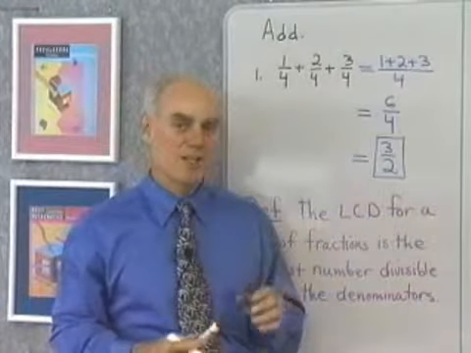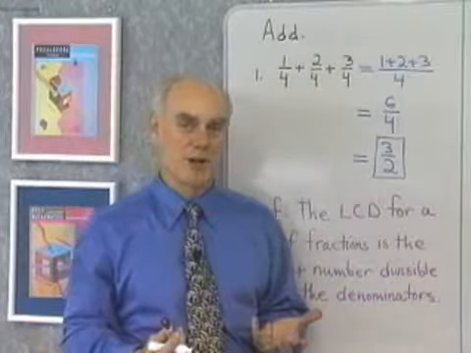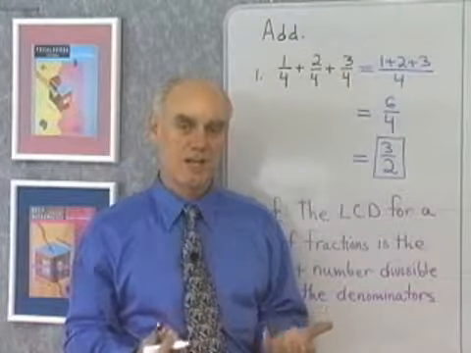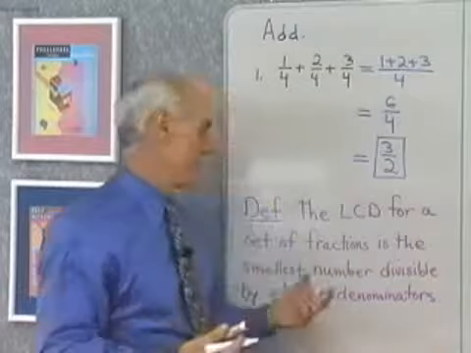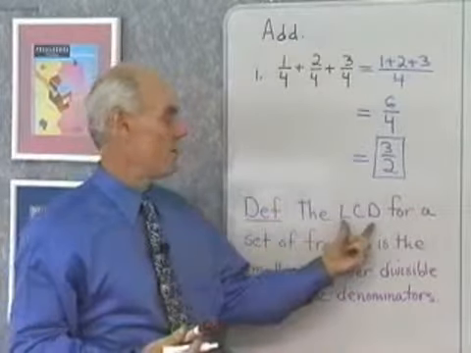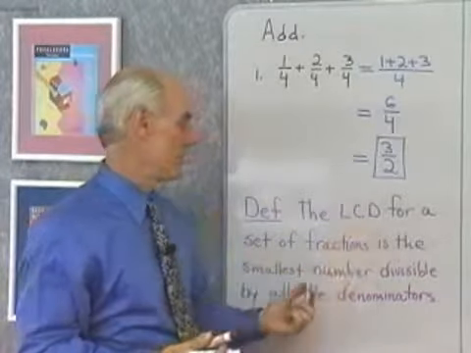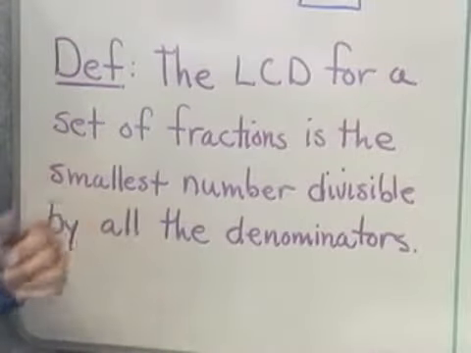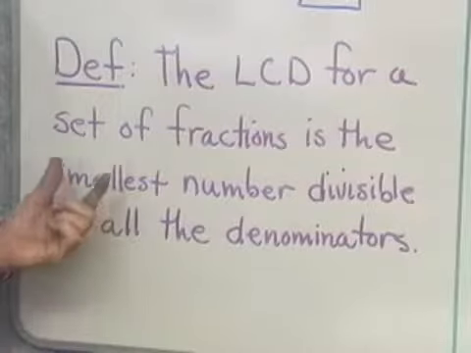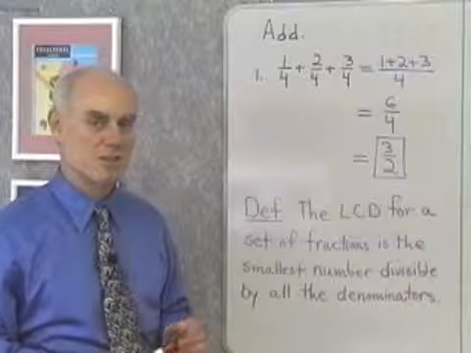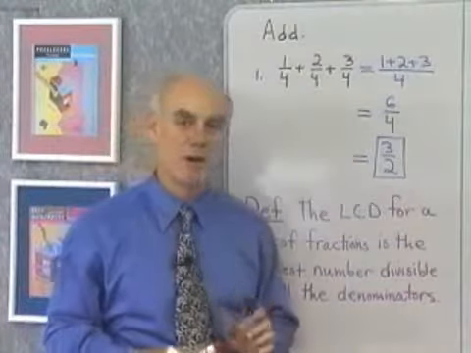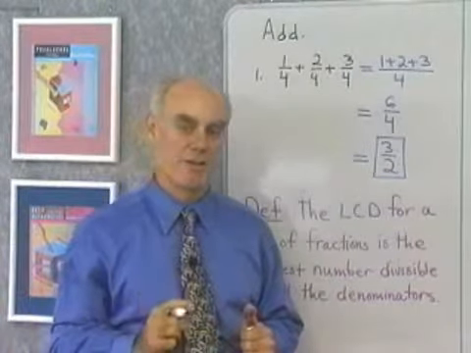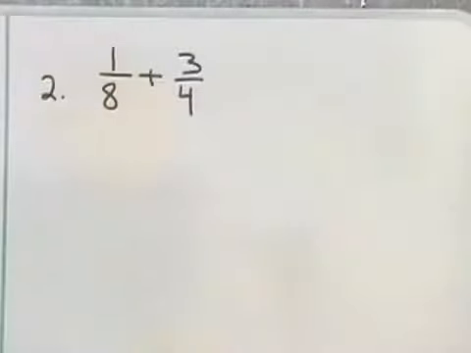Now, what we want to do next is add some fractions that don't have the same denominator. In order to do that, we're going to have to change to equivalent fractions that contain a common denominator. Now, we have a definition right here for the least common denominator. The least common denominator for a set of fractions is the smallest number that we can find that's divisible by all the numbers in the problem. So the least common denominator for a set of fractions is the smallest number that's divisible by all the numbers in the fraction. Let's go to the board now and work a problem that involves adding fractions with different denominators.